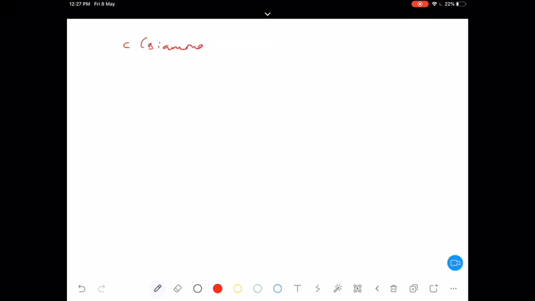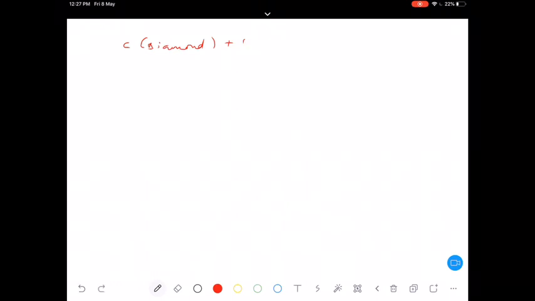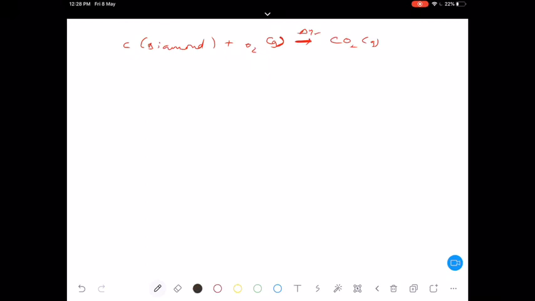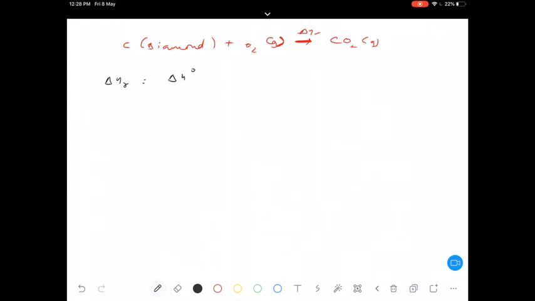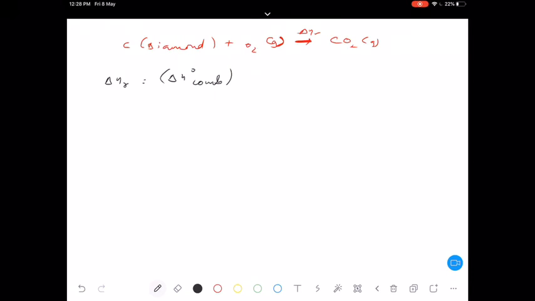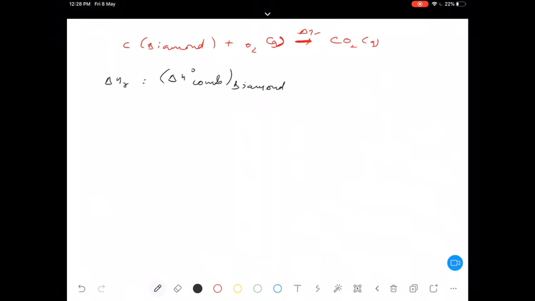Carbon, diamond plus O2 gas, giving you CO2 gas. Here let's say I write delta HR. Can I write, see this first of all, delta HR, I can write it as standard heat of combustion of diamond. That is correct? Any confusion, any doubt? Heat of reaction, that I can write as standard heat of combustion of diamond. That is correct?